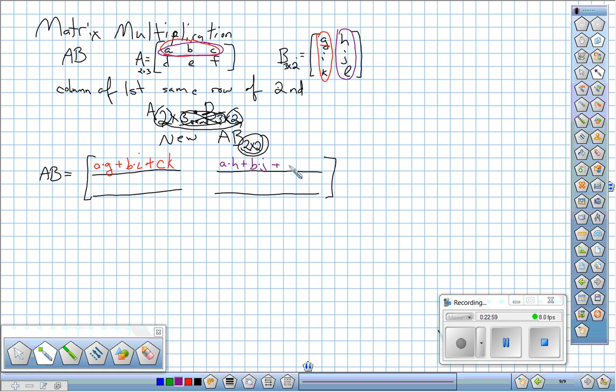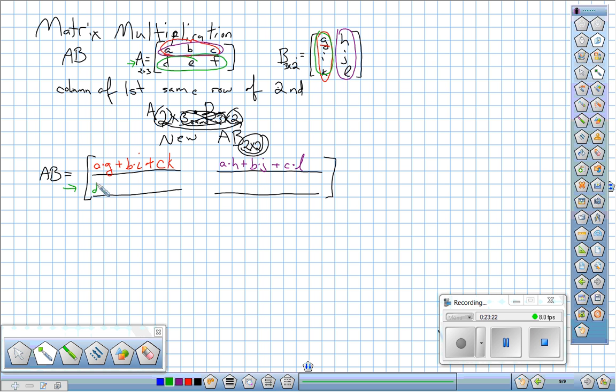And then I'm going to add to that C times L. Okay, so those were the third ones. I'm going to pick another color. And then I'm moving into my second row. When I move to my second row on my first one, I will have D, E, F and G, I, K.